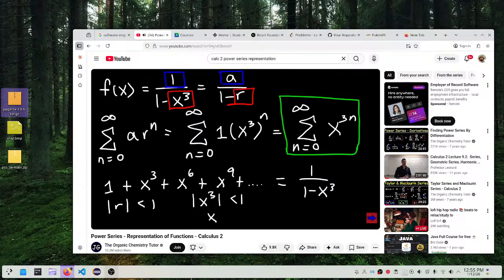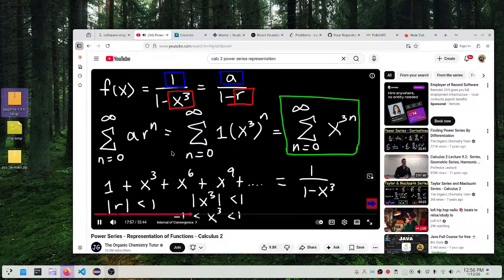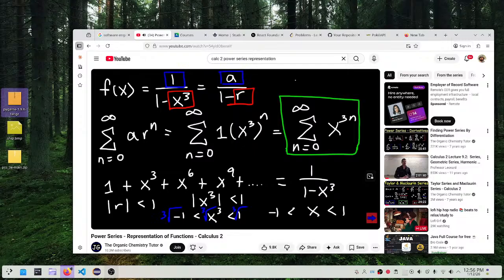So thus x cubed has to be between 1 and negative 1. Now, if you take the cube root of each side of the inequality, you're going to get x is between 1 and negative 1. Therefore, the interval of convergence is just negative 1 to 1. And that's it for this problem.